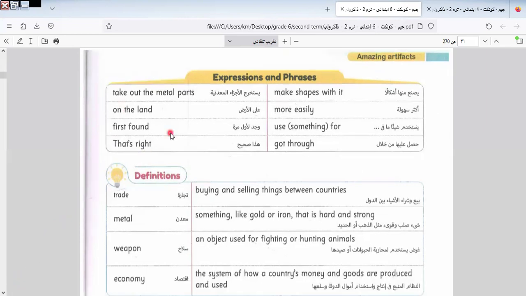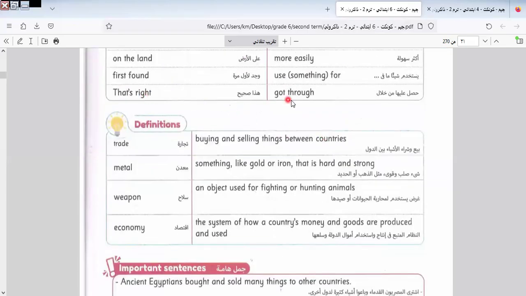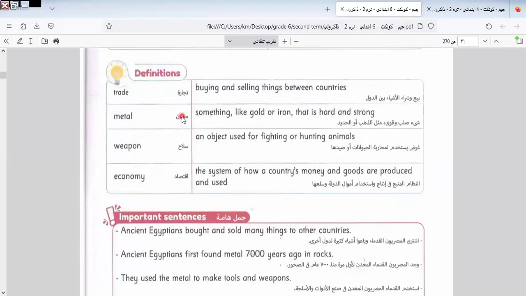Okay, let's go to another one here. Take out the metal parts, make shapes with it more easily. Here we have some definitions. Let's learn them together. We have here trade.